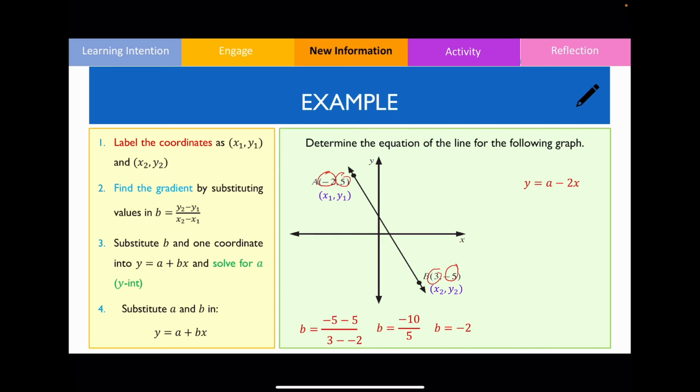So now that I've got my gradient, or my b value, I need to solve for my a value. And this is achieved by substituting one of the coordinates, so either this coordinate or this coordinate over here, into this equation. What I'll do is substitute the easiest one, the one with the lower values generally. So wherever y is, I'll replace that with the number 5, and wherever x is, I'll replace that with -2. Now I just need to simplify this. So -2 multiplied by -2 is equal to +4. To get a by itself, let's move the 4 to the other side. We'll subtract 4 from both sides, and in doing so, a is going to be equal to 1, and therefore your equation is y is equal to 1 minus 2x.